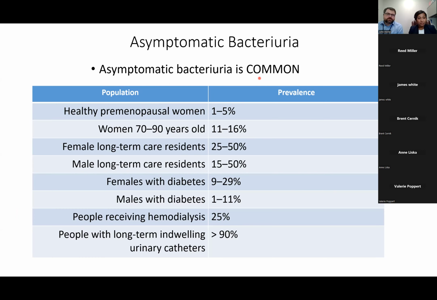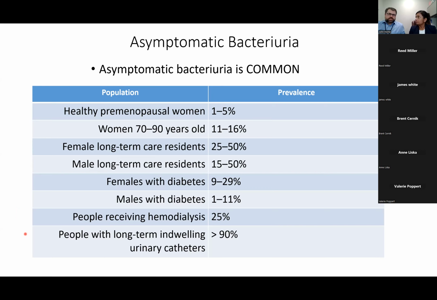Both male and female in a long-term care residency. If you're a female with diabetes, up to 30%, male with diabetes, up to 10 to 11%. Patients having dialysis, 25% can have asymptomatic bacteriuria. But if you look at people with a long-term indwelling urinary catheter, so a Foley catheter, straight cath daily, or suprapubic catheter, all types of foreign catheters can have over 90% asymptomatic bacteriuria, so a really high rate.